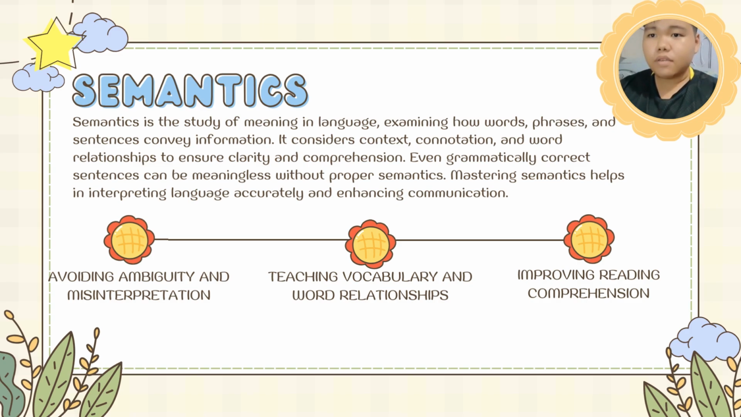So thirdly is improving reading comprehension. Students often struggle with idioms, metaphors, and figurative language. For example, let's see an idiom: it's raining cats and dogs. The literal meaning of that idiom sounds like animals are falling from the sky. But the actual meaning of that idiom is it is raining heavily.